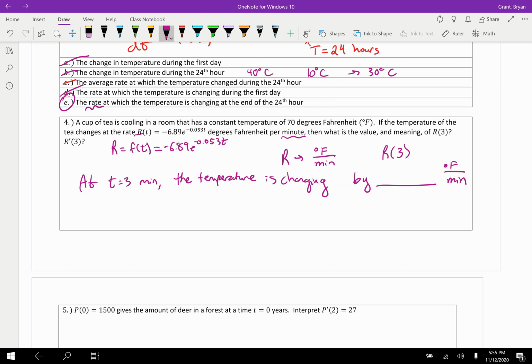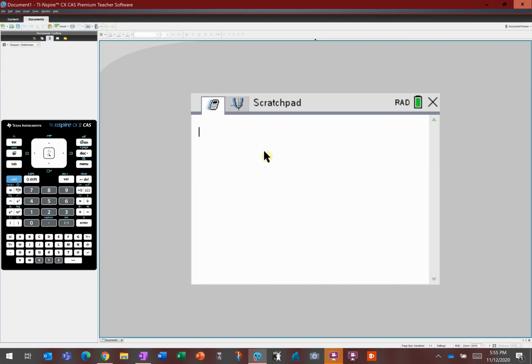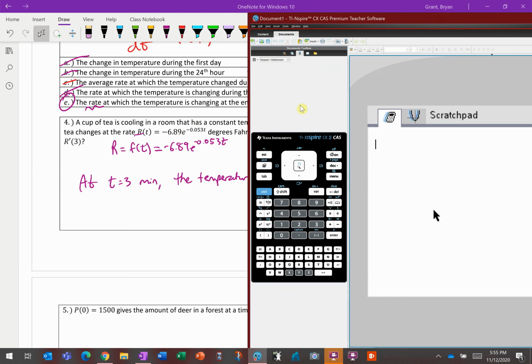So why don't we take a quick second and use our calculator. This problem has no calculus involved, which is exciting, at least so far. Now, why might it not have any calculus involved? You might notice that our units are already in degrees Fahrenheit per minute. That's a rate. So technically capital R is already a first derivative. So I'm going to just go ahead and pull up my calculator really quickly. I think I can use that and take a look at both at the same time.